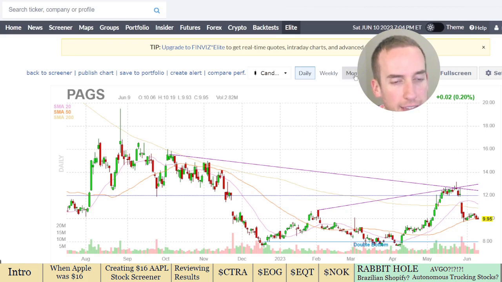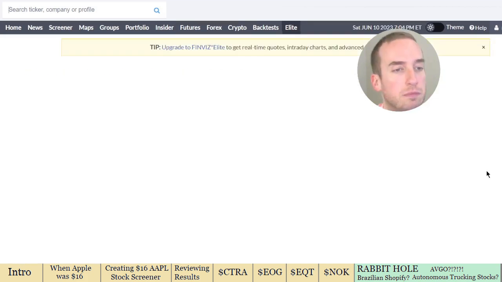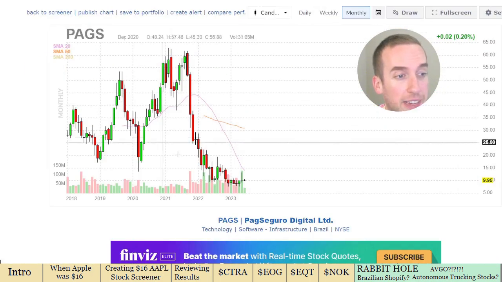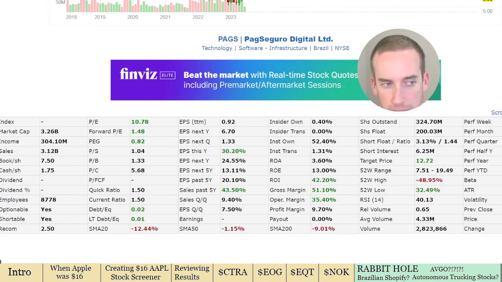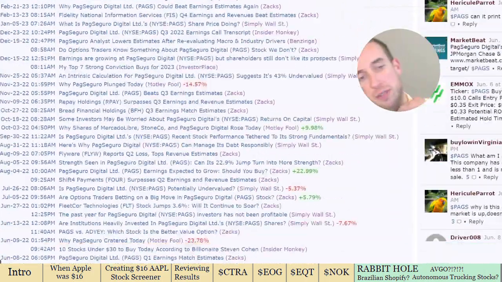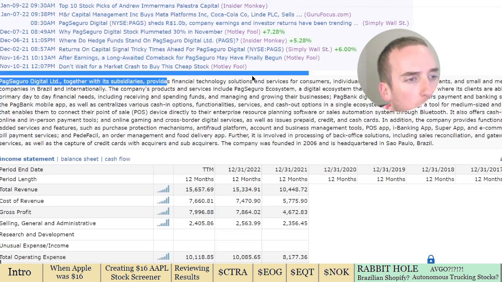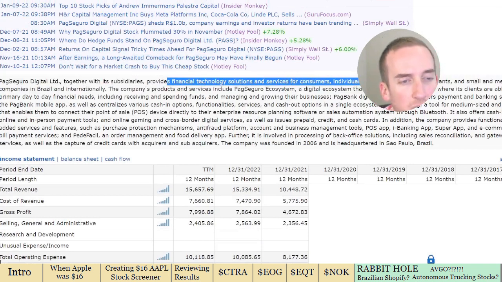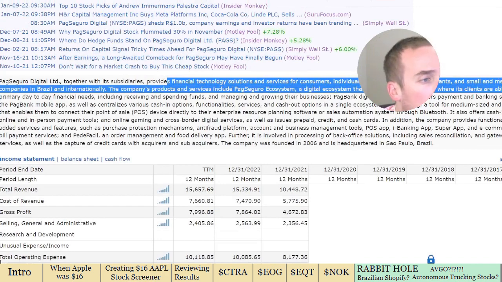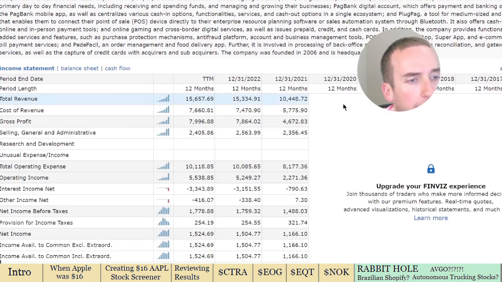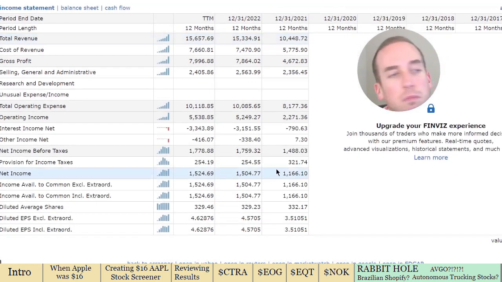So PAGS, interesting. It hasn't been around for a long time, and yeah, it doesn't look too good. So let's crunch some numbers here. Let's first look and see what it does, actually. Do we want to waste our time? So PagSeguro provides financial technology solutions and services for consumers, entrepreneurs, micro merchants, and small and medium businesses. Oh, very cool. Okay, okay. And since we're down here, let's just look at this.